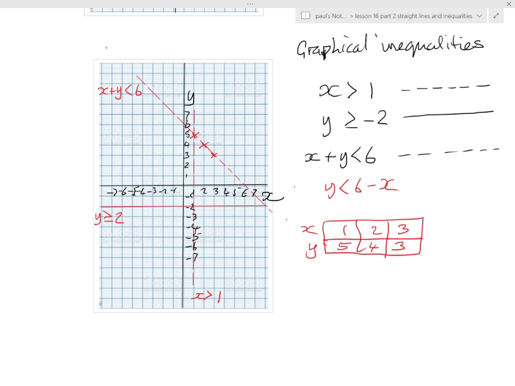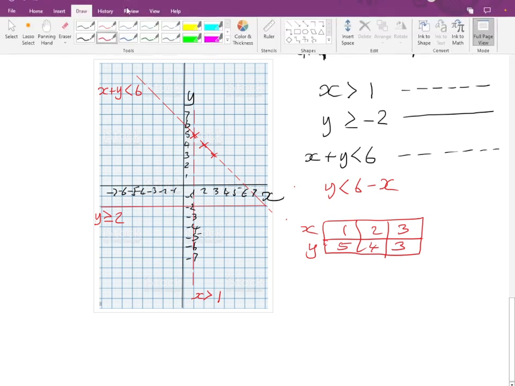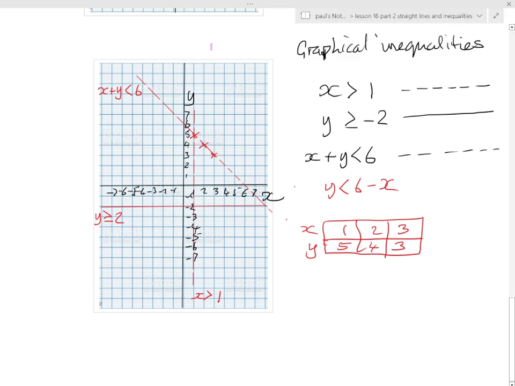All 3 lines are numbered. They're all either dashed or solid. And in here, I'll do it in big fancy letters, is the region of inequality that you will have to mark. And that is how to do graphical inequalities.